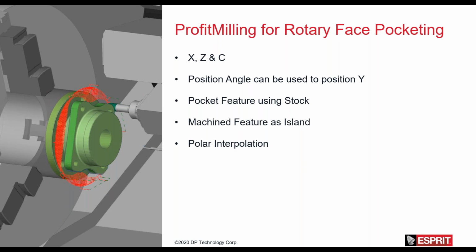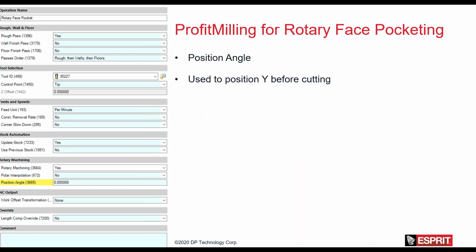We will create the pocketing operation on a chain that we create representing our stock material and set the feature on the part as an island. We will enable polar interpolation to get the best NC code output. When rotary machining is enabled, enter the angular position of the tool measured from the x-axis. This angle controls the y position of the tool during rotary machining. When set to 0, rotary motion occurs only on the x and c. When set to 90, rotary motion only occurs on y and c. And you can do any angular position between 90 and 0 to move around how much of your x and y you're using.